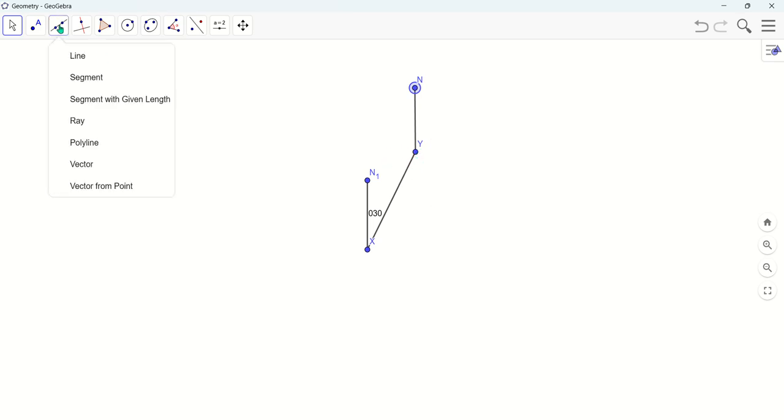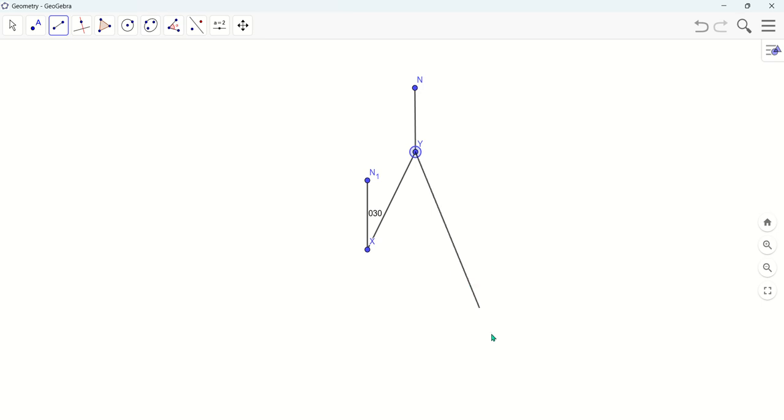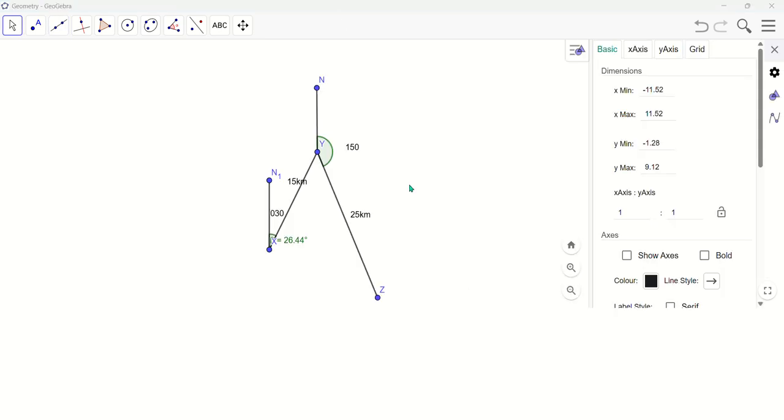Then we're going to draw a line segment. This is just a rough sketch. I think the 150 is probably going to be around here, because 180 is here. Then I'm going to draw how far I think the 25 kilometers would be. Let's just draw it here. And then you would have drawn everything.